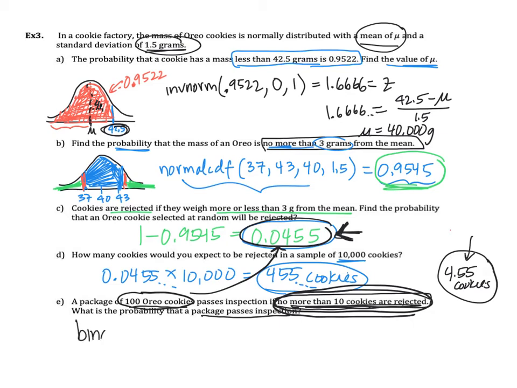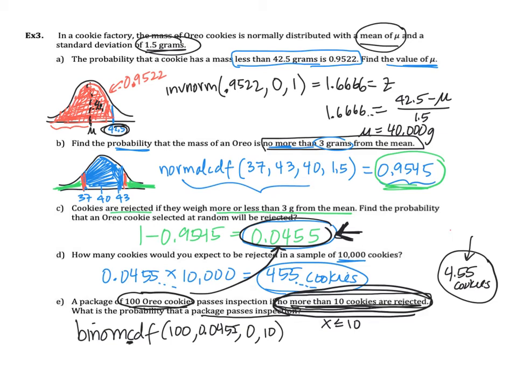So I have to go back to what we learned last lesson and use my binom CDF, right? No more than 10 means less than or equal to 10 cookies need to be rejected. Out of 100, there is a 0.0455 chance that any cookie will be rejected. And we are looking for that average to occur between 0 and 10 cookies, or what is the chance to have no more than 10 cookies rejected? So that's between 0 and 10.